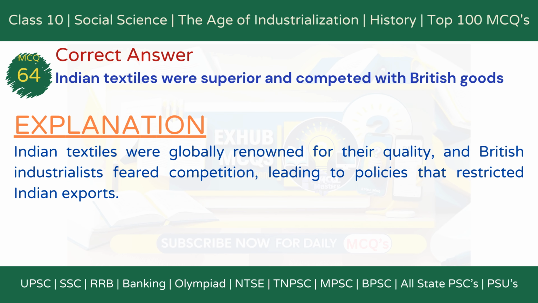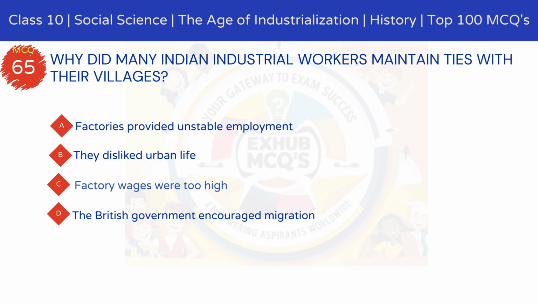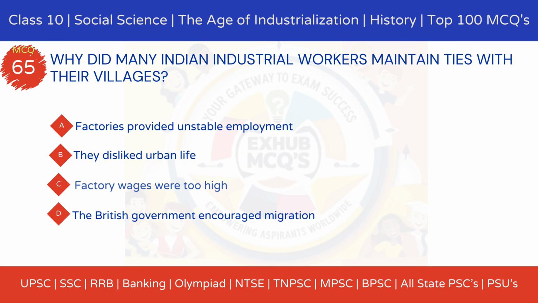The correct answer is option C. Indian textiles were superior and competed with British goods. Explanation: Indian textiles were globally renowned for their quality, and British industrialists feared competition, leading to policies that restricted Indian exports. 65. Why did many Indian industrial workers maintain ties with their villages?